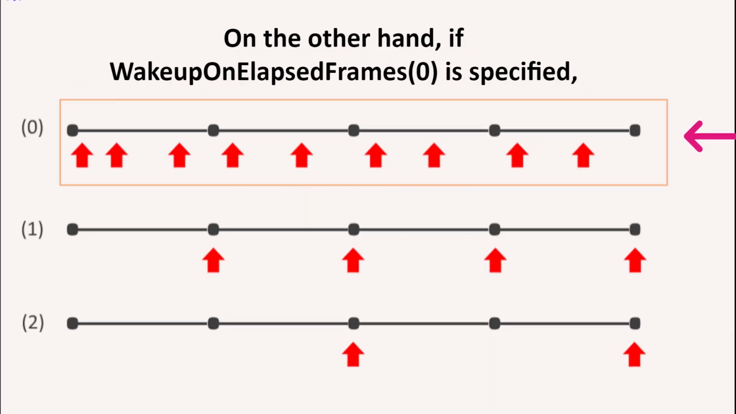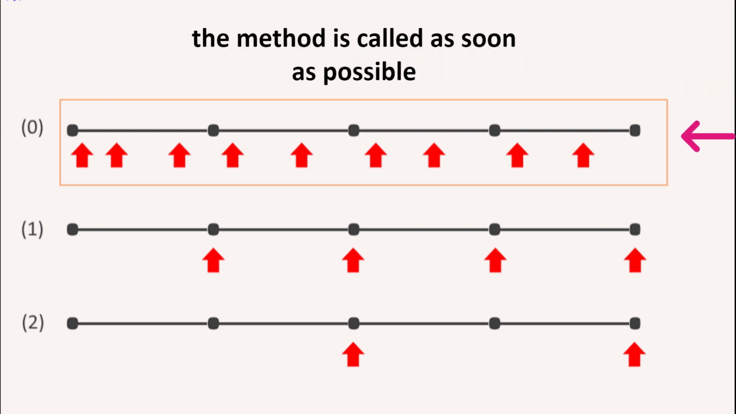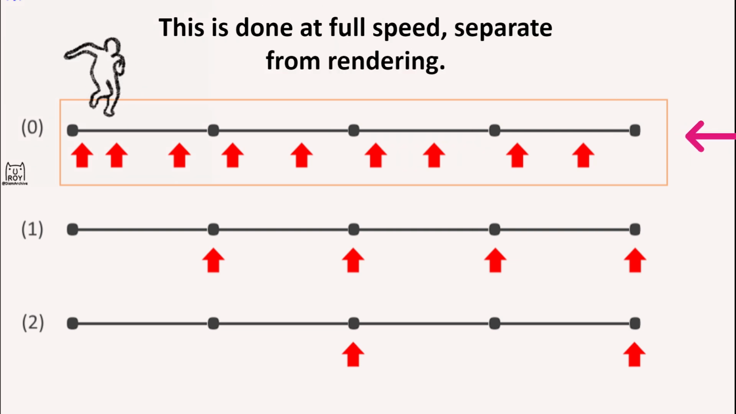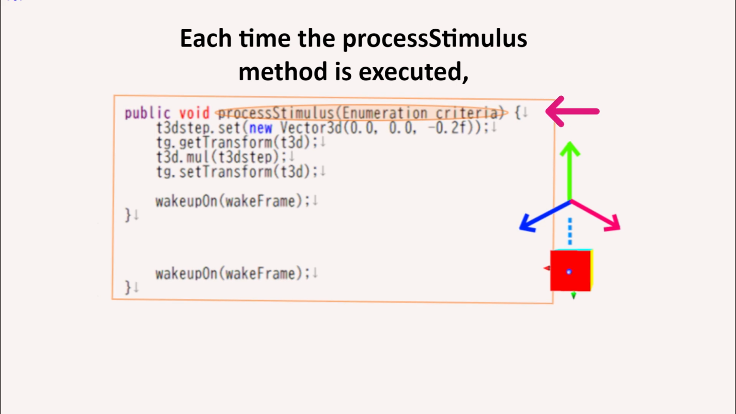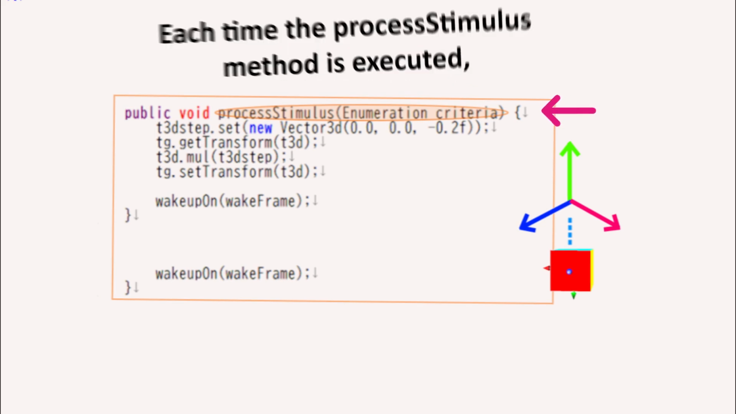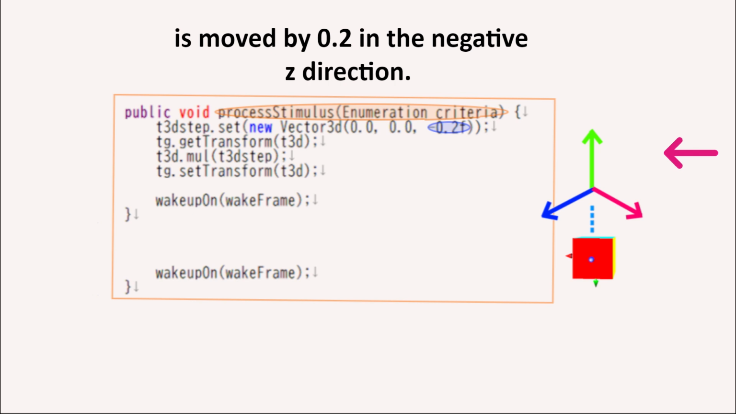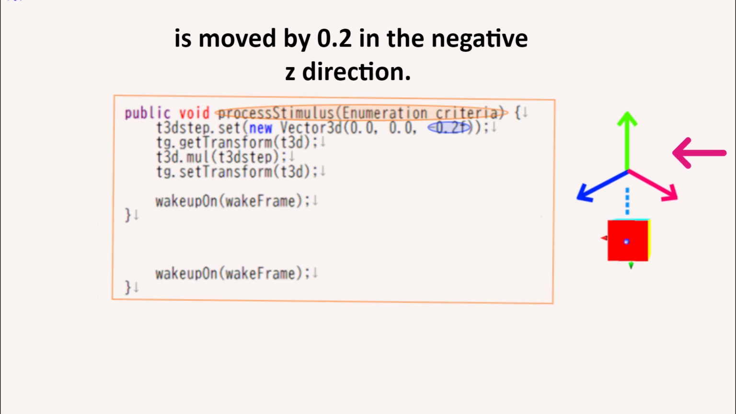On the other hand, if wake up on elapsed frames, 0, is specified, the method is called as soon as possible, without waiting for the end of a frame, for rendering to finish. This is done at full speed, separate from rendering. Each time the process stimulus method is executed, the local coordinate system to which the moving cube is connected is moved by 0.2 in the negative z direction.